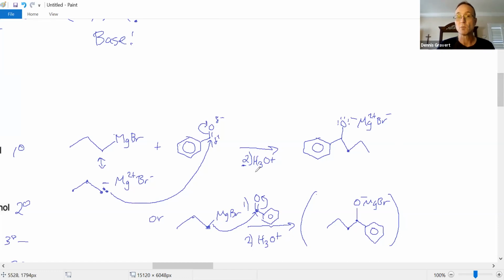Okay, what about the water? Second step, again, we're trying to detail the full mechanism. Well, opposites attract. The oxygen is negative, the hydrogen is positive, hydronium is positive, and so a lone pair on that oxygen goes and grabs H+. The last step is an acid-base reaction. Add the acid to quench this base.